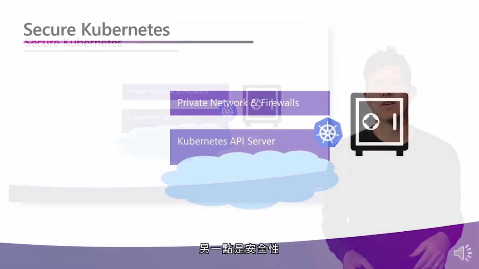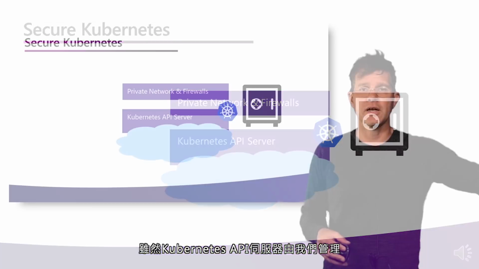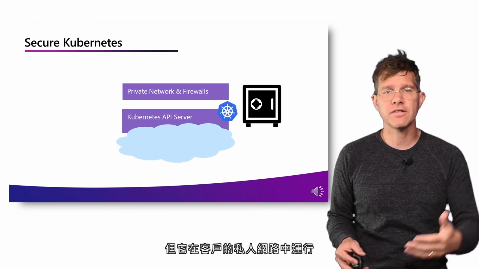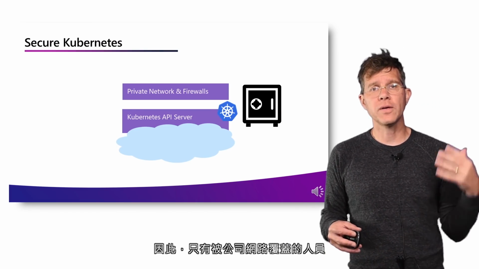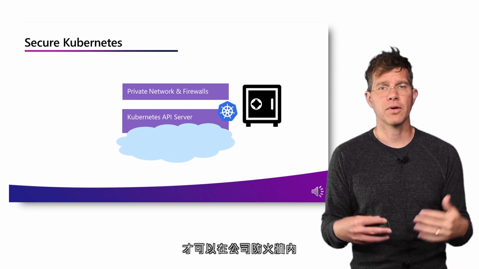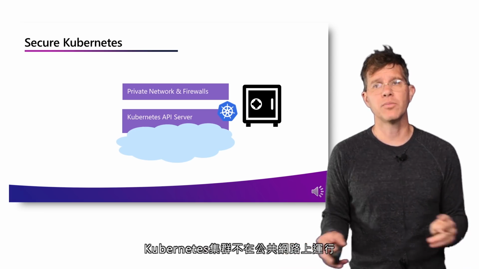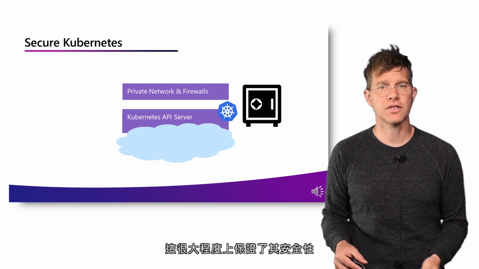I think the other piece of this is security, right? It's critical for many of these applications that security be delivered as the first priority. And we manage this by enabling you to run the Kubernetes itself inside of your private network. So even as we manage the Kubernetes API server, it can live inside your private network. So only people who can access that cluster are people who are within your corporate network, within your corporate firewalls. The Kubernetes cluster itself is never on the public internet. That provides a great deal of security.